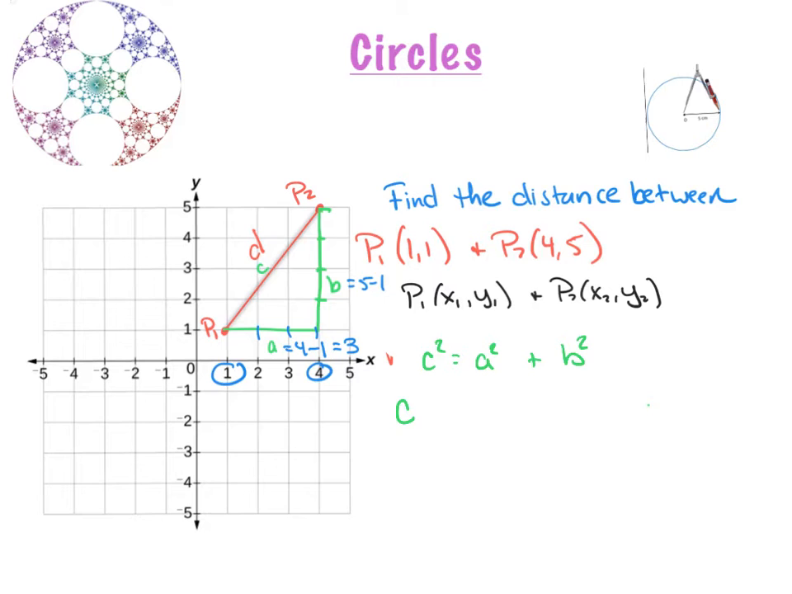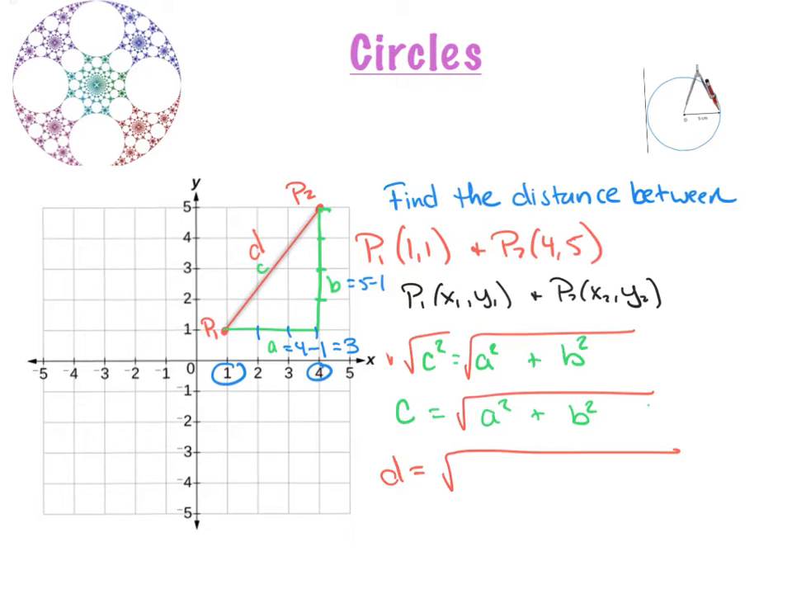And we square root both sides to get c equals the square root of our a squared plus b squared. And that c is our distance. That's our distance. Okay, so let's take a look at the a. a came from 4 minus 1, right? That was the distance along this side.